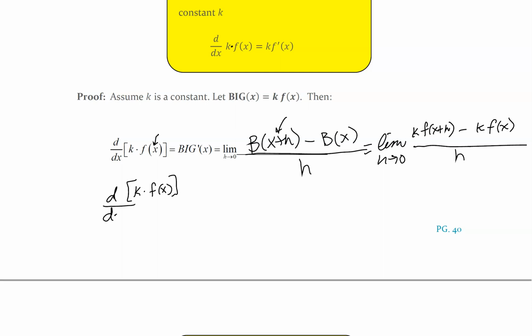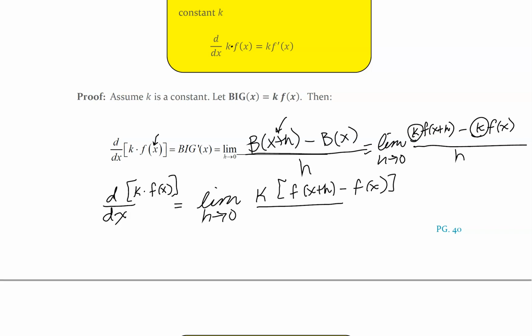So the derivative of the constant k multiplied by some function f of x with respect to x is equal to the limit as h goes to 0. We can see that each one of these has a k in it, so I can factor out a k. Then inside, I would have f of x plus h minus f of x, all divided by h.